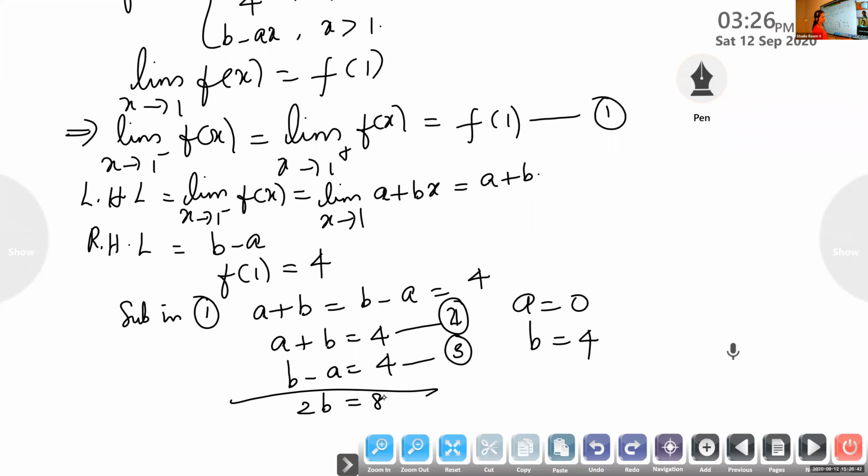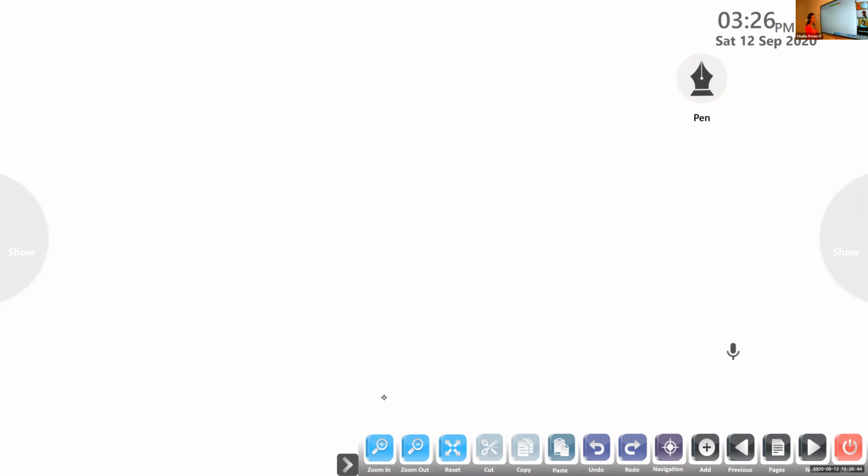Listen, children, don't write anything. Now listen. Suppose y is equal to f of x be the given curve. That means the value of y is changing with respect to x. Is it correct?